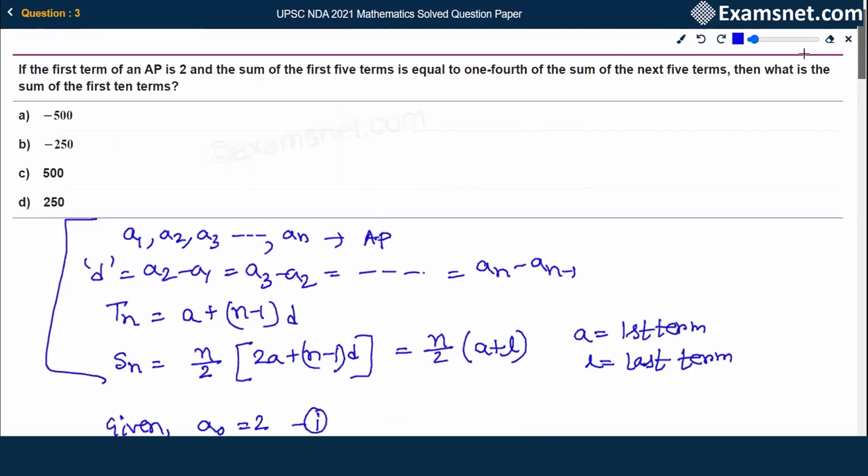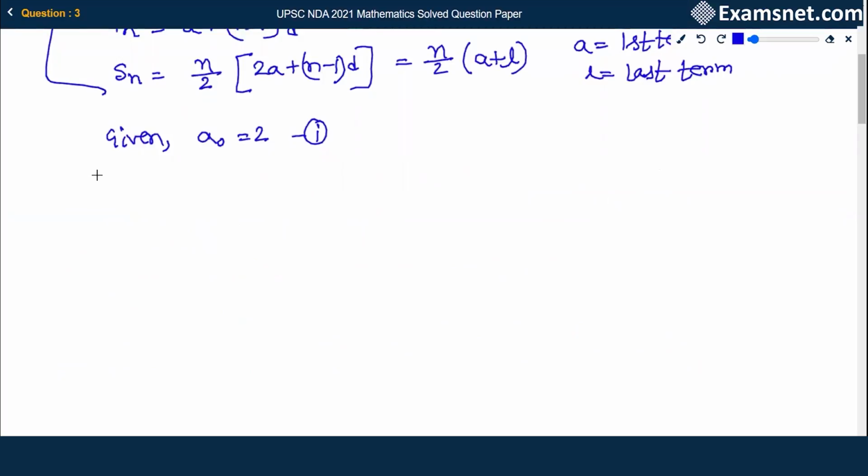Next, it is said that the sum of the first 5 terms is equal to 1/4 of the sum of the next 5 terms. Sum of the first 5 terms means S5, we can denote it this way. It is equal to 1/4 of the sum of the next 5 terms. Means if we find the sum of the first 10 terms and then subtract the first 5 terms, we will get the next 5 terms. So that is what it is. We can represent it that way.